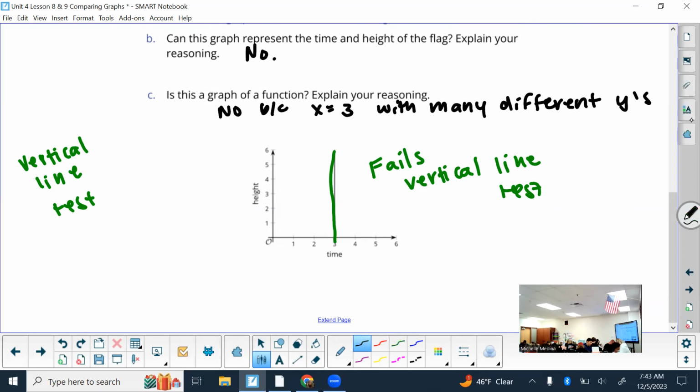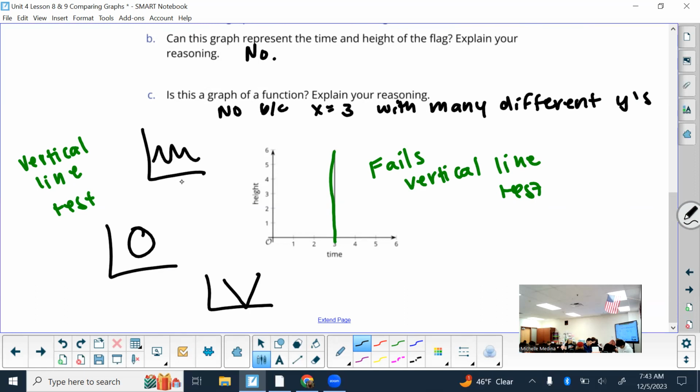But say I had graphs that looked like this, or like that, or we can even copy one of the ones from earlier. If I were to draw vertical lines through this one, would this be a function? No, it fails here, here, and probably a bunch of other places, but it only has to fail once for it to not be a function. So this makes it not a function.